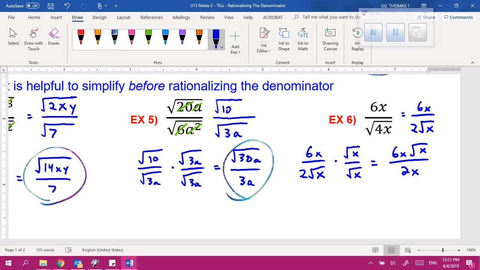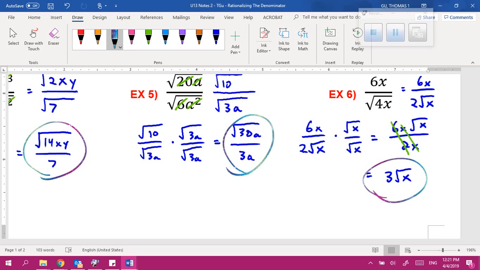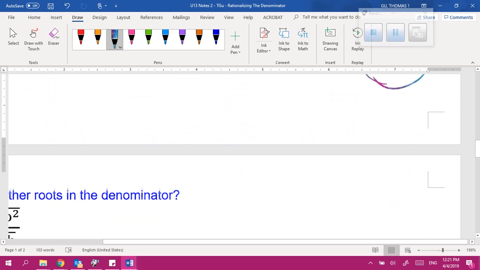And does this simplify more? Yes. To what? 3 square root of x. 3 square root of x, that's right, because 6 divided by 2 is 3. X over x is 1, so it cancels out. And then just the square root of x. And there we go.